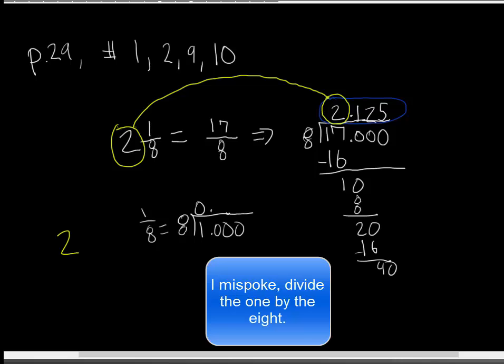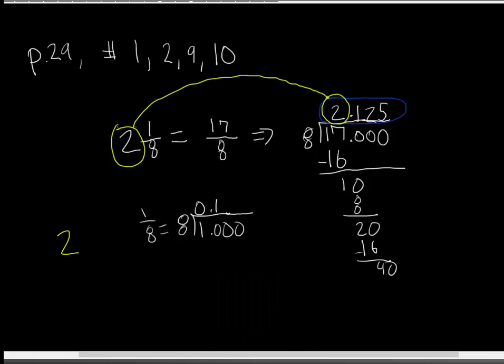8 won't go into 1. 8 goes into 10, and we're going to get this value right here. 1 times 8. Subtract. Bring down the 0. 2. Multiply, subtract. 4. Bring down the 0. 5. And then I'll come over here and I will tack on that fractional part. So we got the same thing. I hope that's not too confusing for you. We'll get plenty of time to practice that in class.